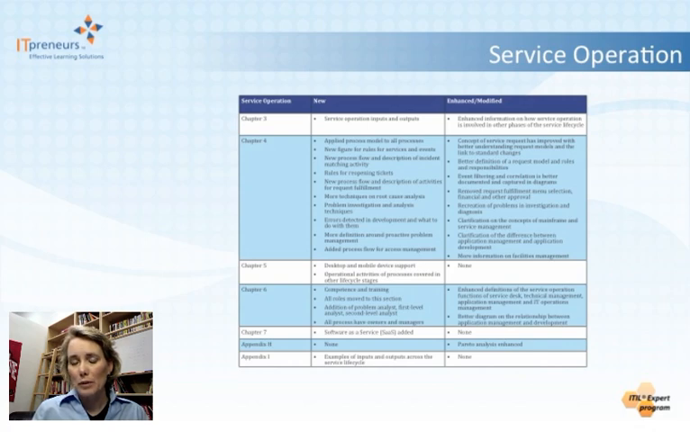Again, we applied the process model to all the processes. There is better description around filtering and correlation within event management. We have new process flows for request fulfillment, more techniques on root cause analysis, problem investigation and analysis techniques, the errors in the development cycle and how those relate to the service management life cycle. There's just a lot of additional value here within the service operation book, a lot of stuff that filled in the gaps we might have seen in the 2007 edition.